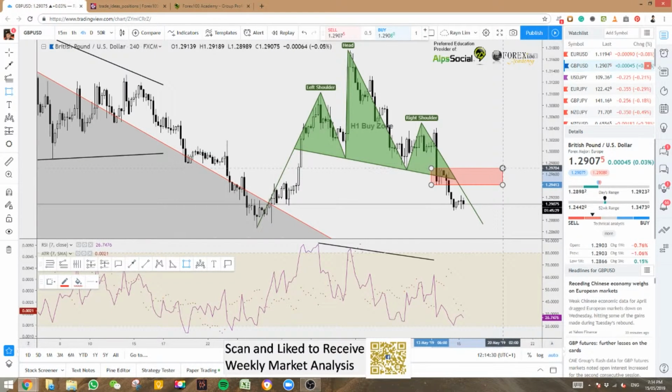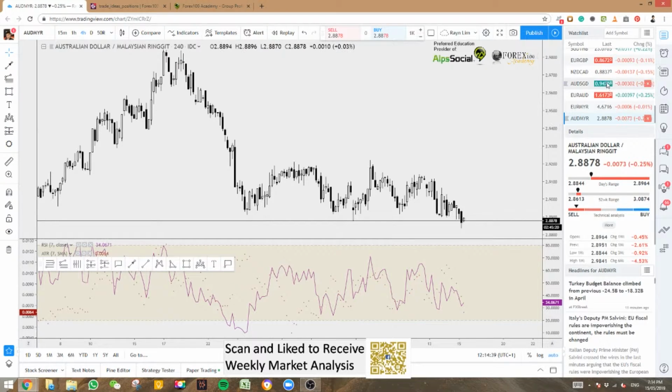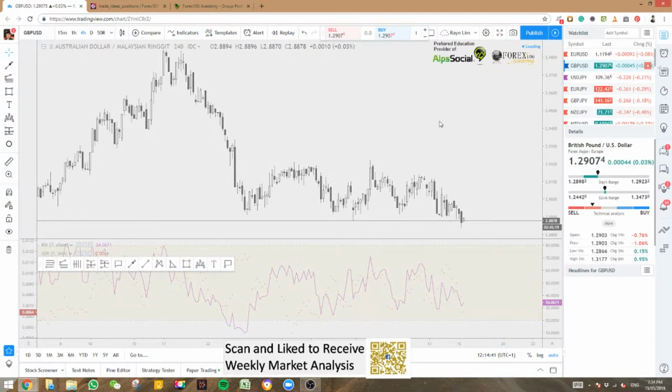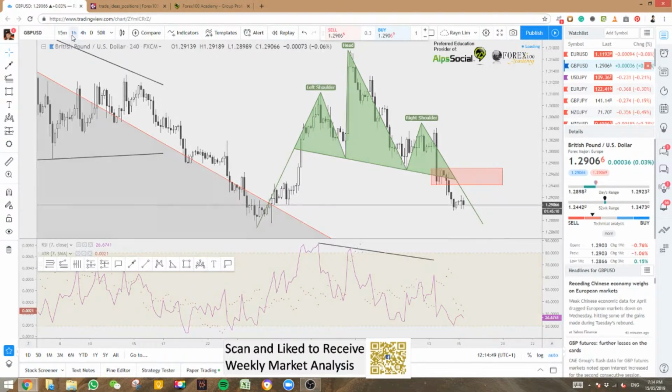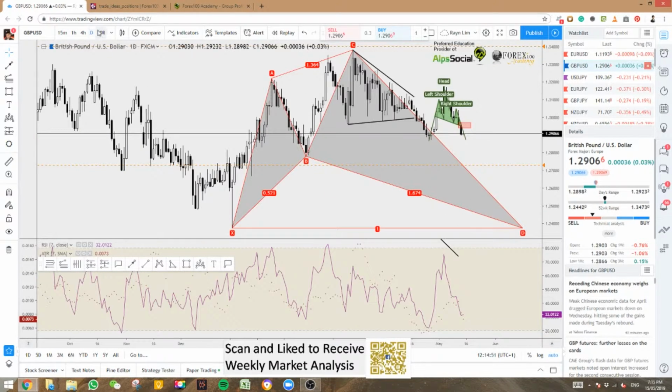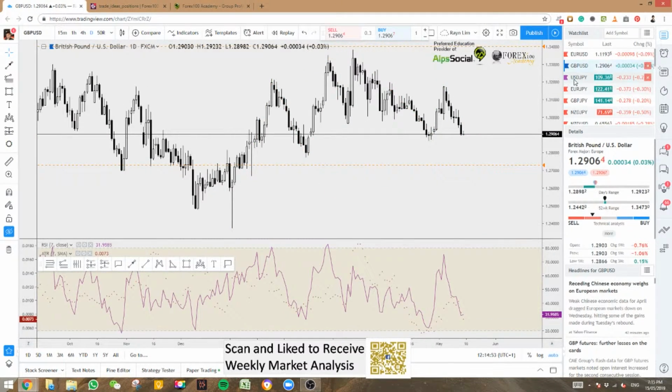So it's great to use color code, so at least you know what you are looking for, and keep it simple. Alright, keep it really simple, so that you can benefit. It won't be so distracting to you. Alright, so that is pound dollar. Next pair, let's head to dollar yen.